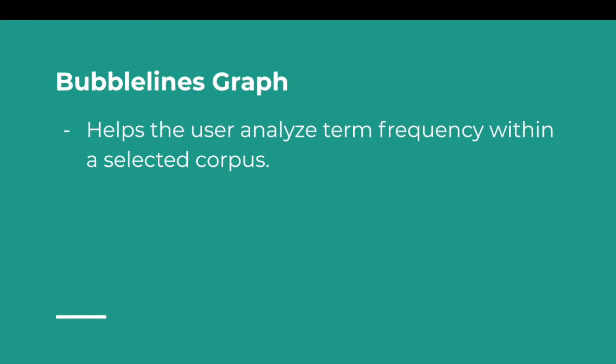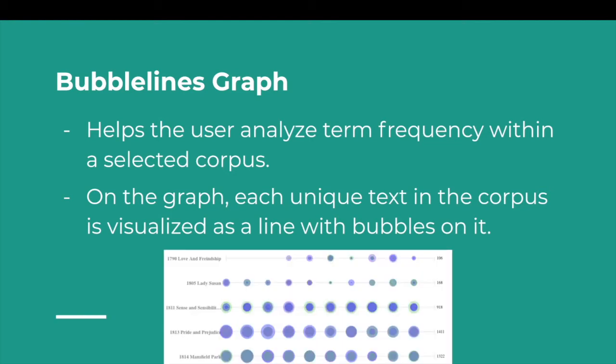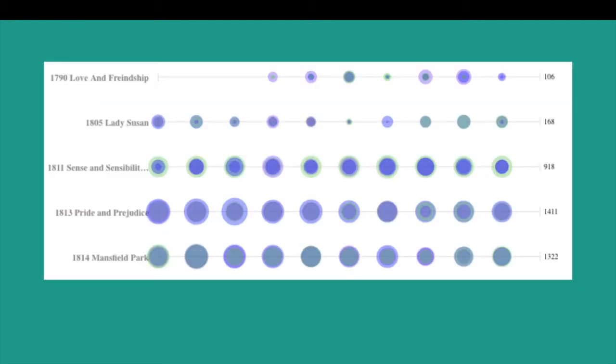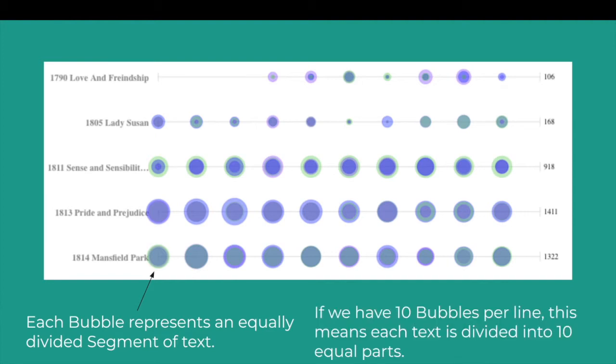The purpose of a Bubblelines graph is to help the user analyze term frequency within a selected corpus. On the graph, each unique text in the corpus is visualized as a line with bubbles on it. Each bubble represents an equally divided segment of text. If we have 10 bubbles per line, this means each text is divided into 10 equal parts.